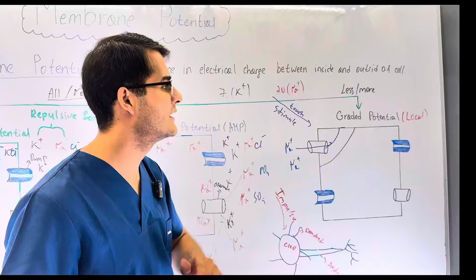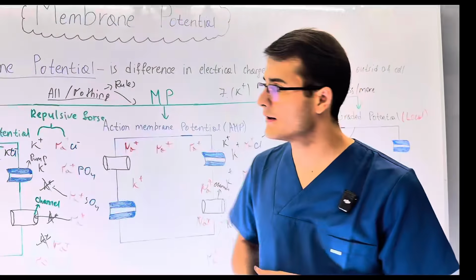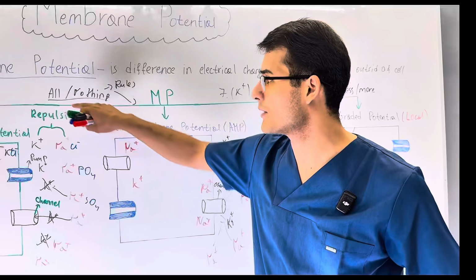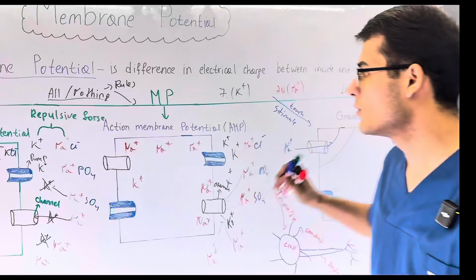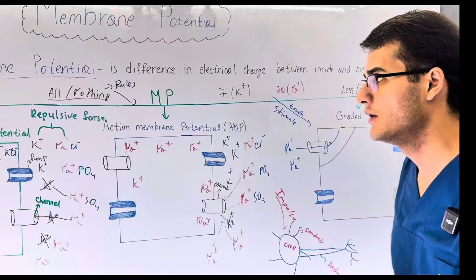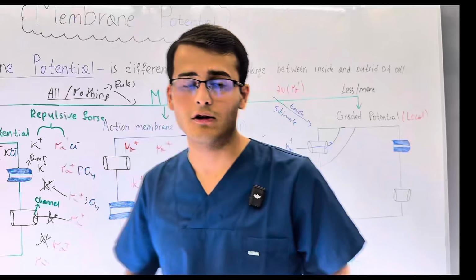So that is the graded potential. And the rule here is less or more. The rule about the resting potential and action potential is all or nothing. So that was about the action potential and the resting potential. So now we're going to start the next part of our lecture.